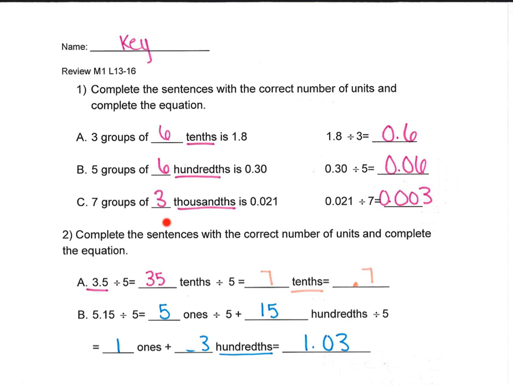Okay, 7 groups of 3 thousandths. So we have 7 times 3 equals 0.021. Okay, I knew 3 because I counted by my 7's, and I found out 7, 14, 21. 3 times 7 equals 21. But this time it says thousandths, tenths, hundredths, thousandths, so my 3 needs to be in the thousandths place value.